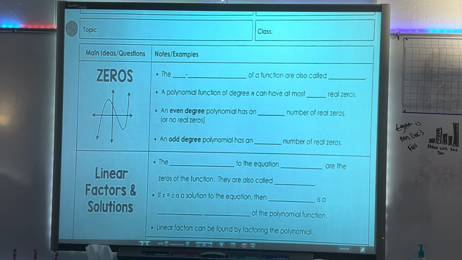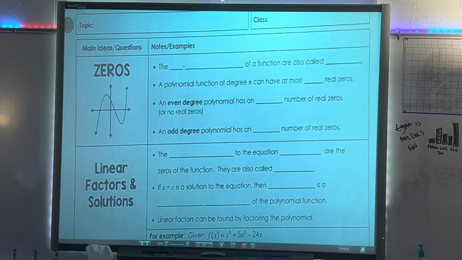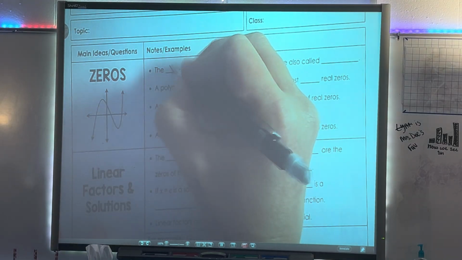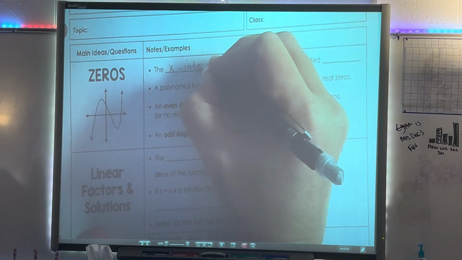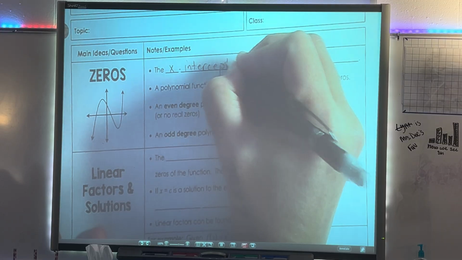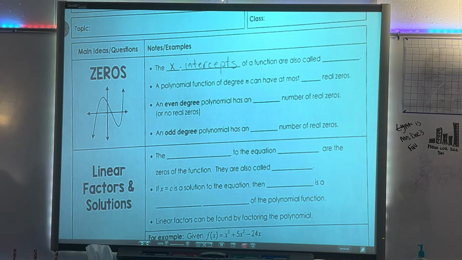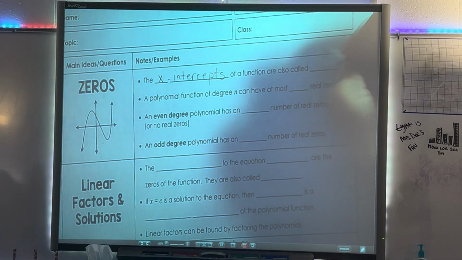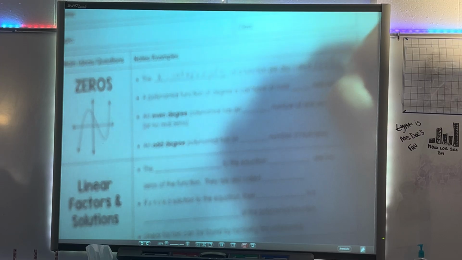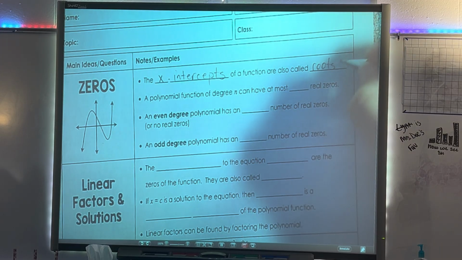We'll go through this pretty quick because it's just a review, stuff that we've already done. Reminder that your zeros are the x-intercepts of your graph, and they are also called your roots, as well as your solutions.